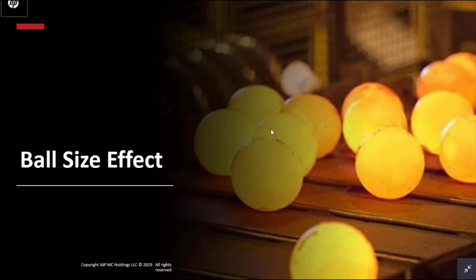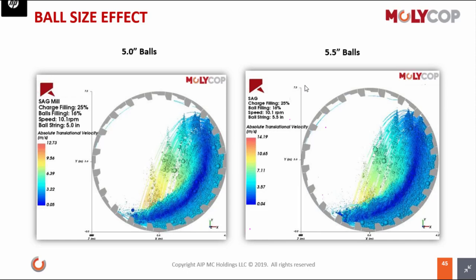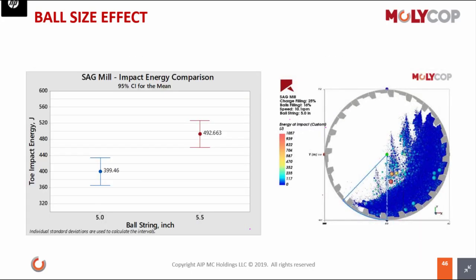This is an analysis. Another variable that we have to analyze is the ball size effect. What is the ball size? For example, you can see here a comparison between the 5 and 5.5 inches. You can see the trajectory, the motion of the charge is the same. There is no difference between the 5 and 5.5 inches in trajectory. But you see the impact in the toe, only in the toe, in this fraction. If we use a higher ball size, we are going to have much more energy in the toe. We are going to increase the impact in the toe.